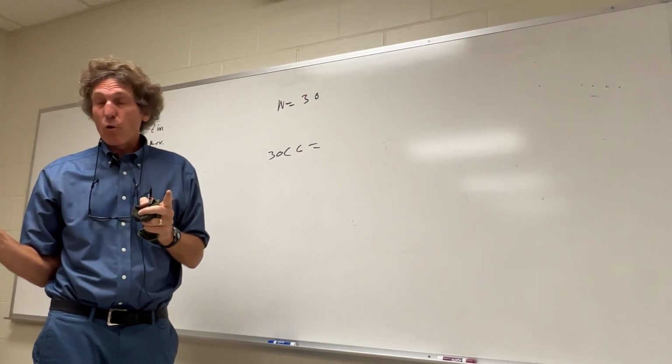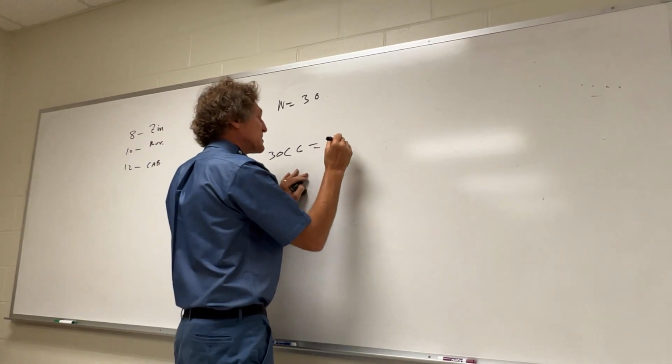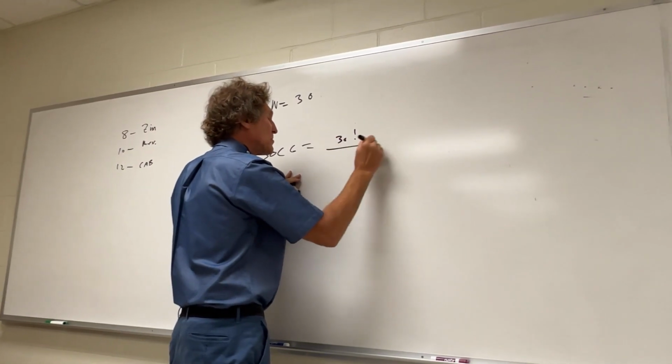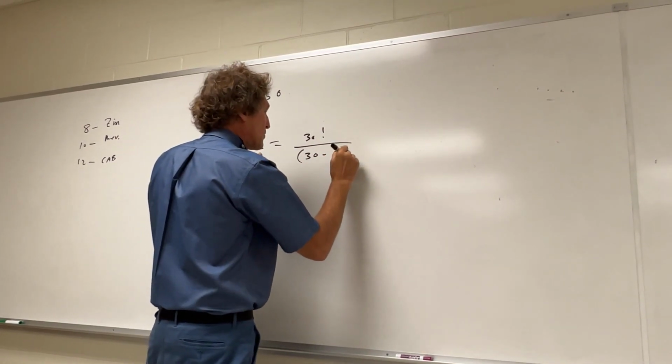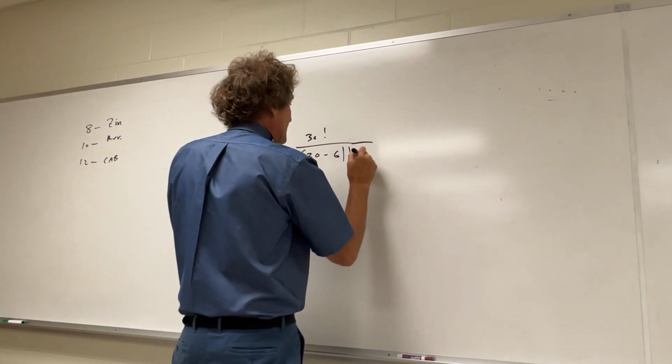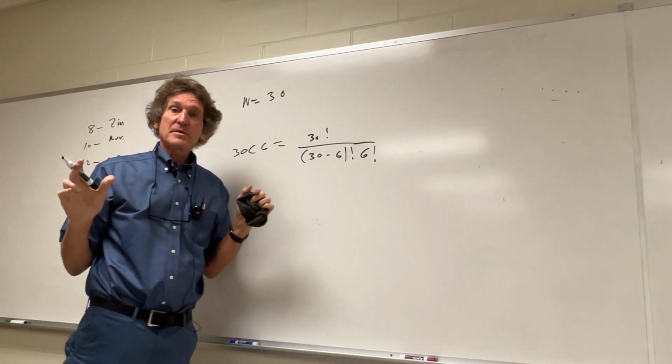With me? So order is not important to me. So that's going to be 30 factorial over 30 minus 6 factorial, and it's got to be divided by 6 factorial. Do you all agree with this?